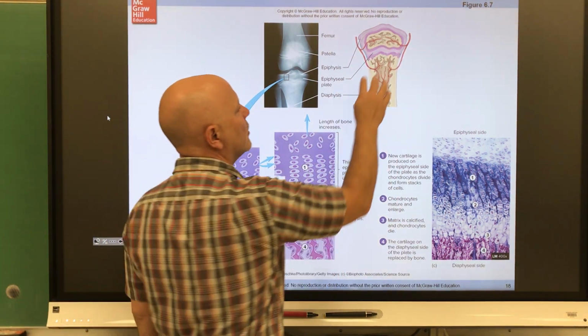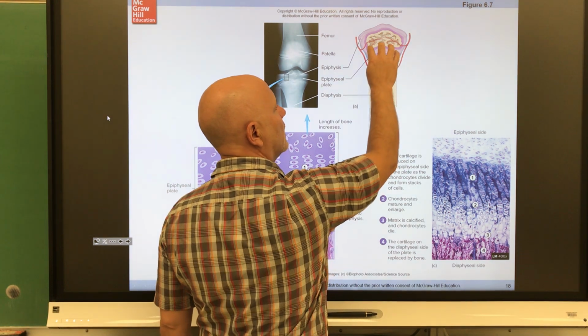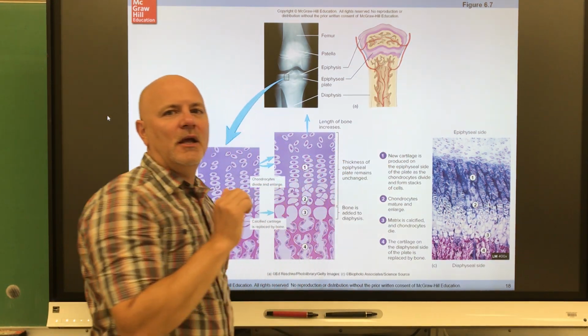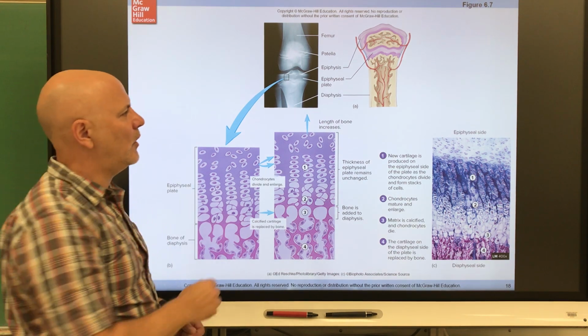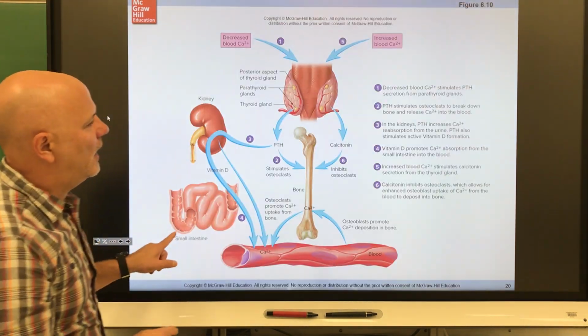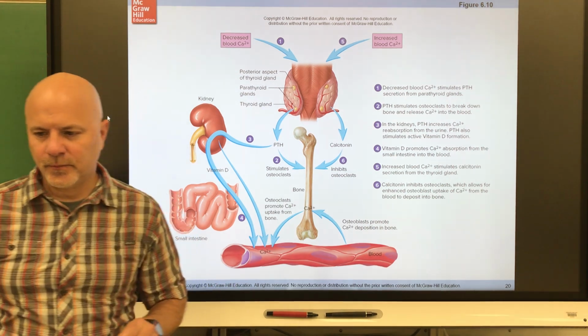And when that occurs, when it overruns all that cartilage in the epithelial plate, it converts it to bone, and bone growth stops. Okay, let's take a look at the homeostasis of bone.